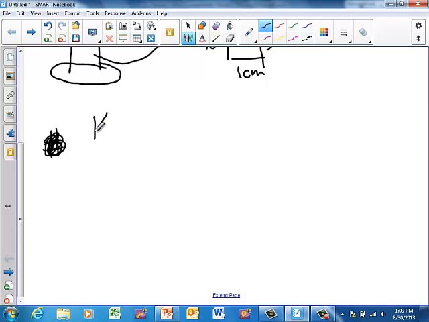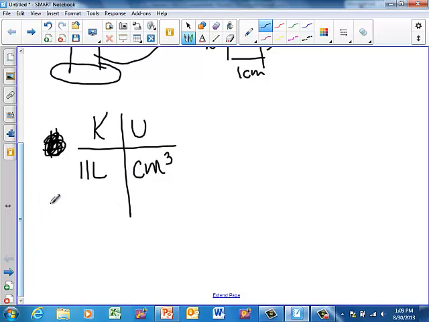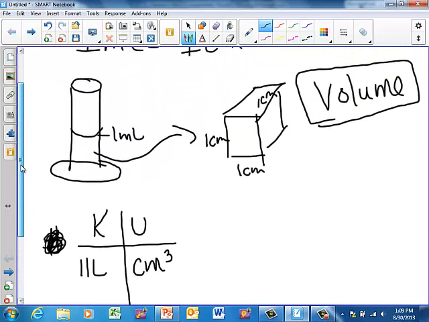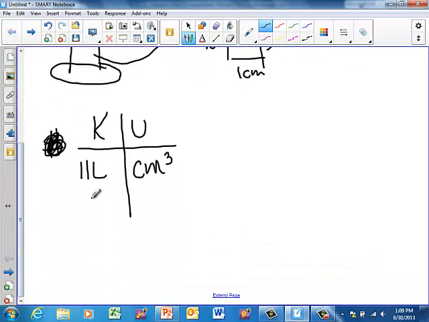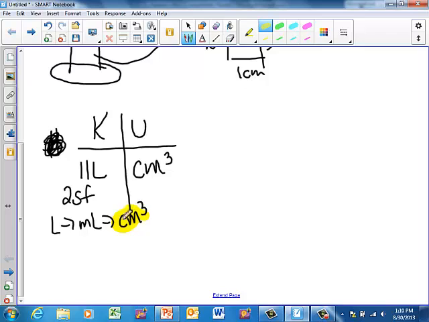So if we look at a problem, let's say that my known was 11 liters and I wanted to know centimeters cubed. Well, you may be looking at your cards going, okay, liters and centimeters, how do I do that? Well, the trick to get between them is right here: 1 milliliter equals 1 centimeter cubed. I'm going to have two sig figs, and my process is that I'm going to go from liters to milliliters and then to centimeters cubed. The curveball is this piece right here: 1 milliliter is equal to 1 centimeter cubed.